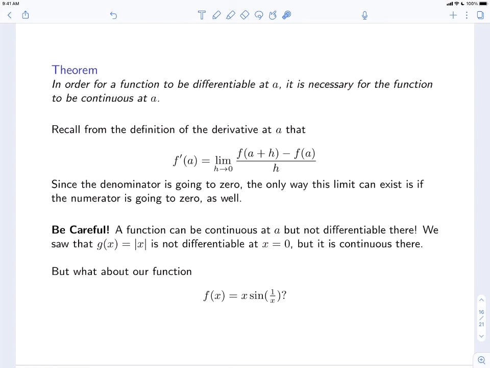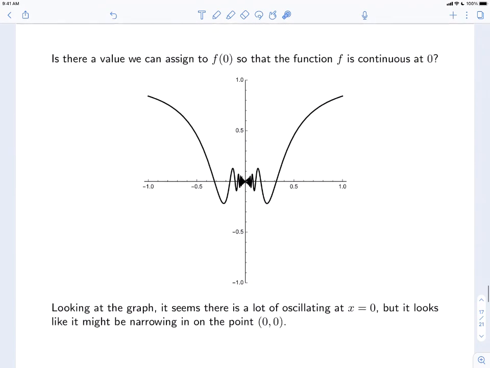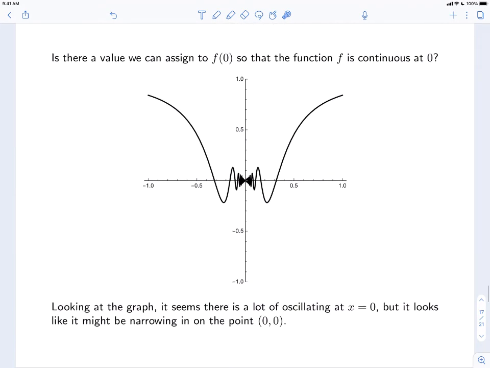But what about our function here, f at x equals x times sine of 1 over x? Now this function wasn't even defined at 0, but maybe we can define it there. Maybe we can redefine this function. In fact, it turns out that this function has a removable discontinuity at x equals 0. Can we figure out what it is? Is there some value we can assign to f at 0 so that the function is continuous at 0?